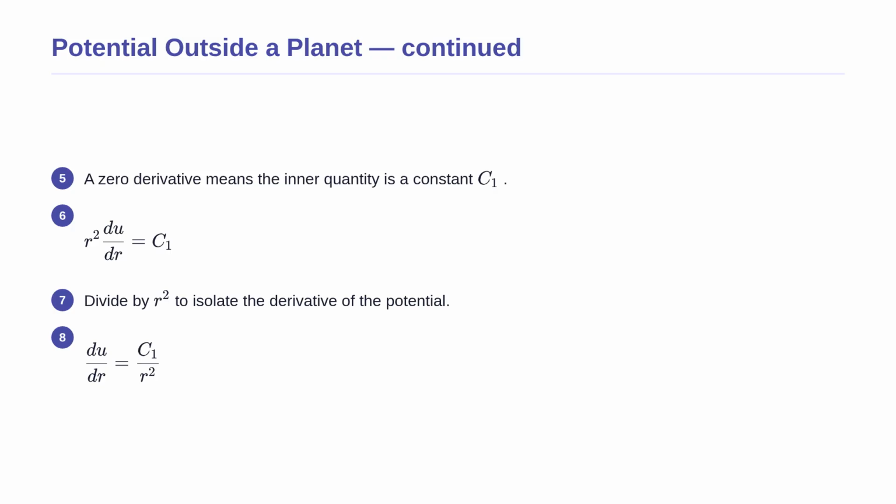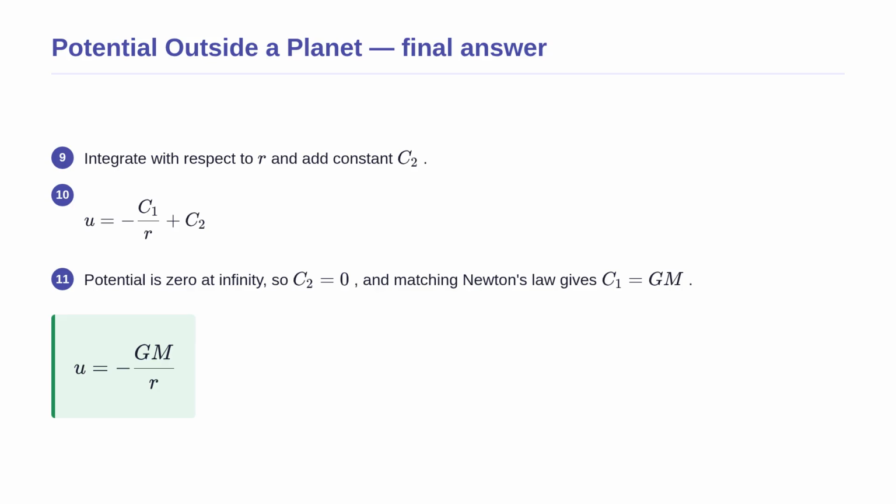Next, we want to isolate the derivative of the potential. So we divide both sides of the equation by the squared radius. This gives us an expression for how the potential changes with respect to distance, representing the slope of the potential. We are now ready to integrate one more time to find the actual potential. To find the final potential, we integrate our expression one more time with respect to the distance r.